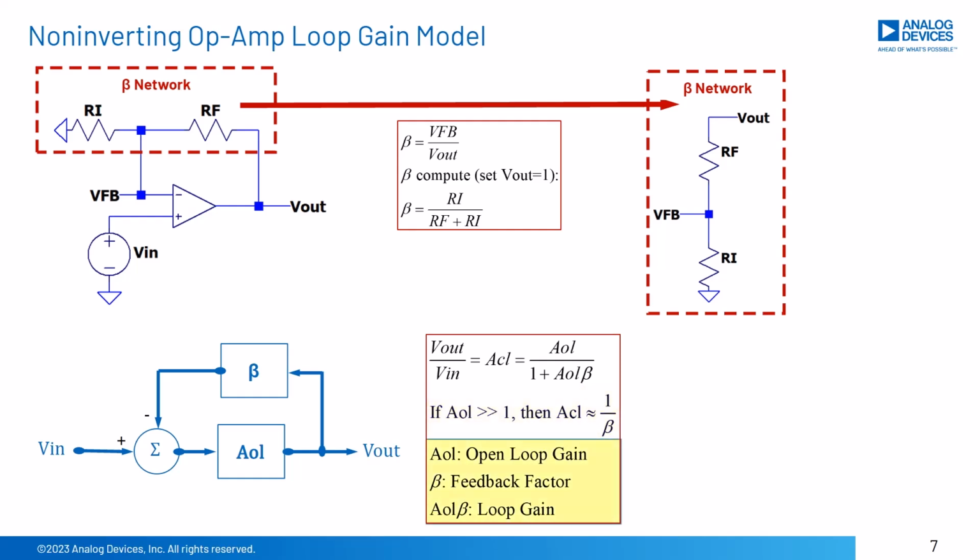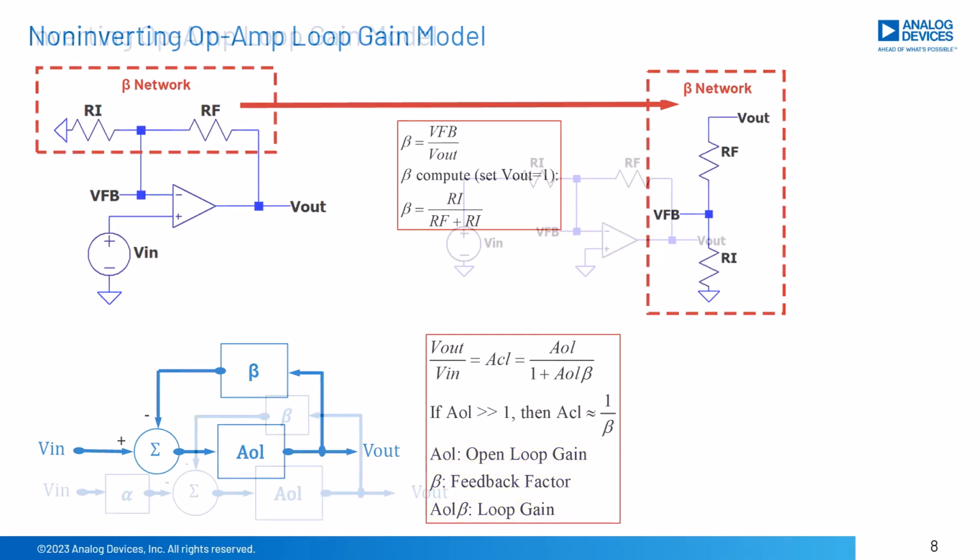There are key factors in this equation we will use for stability analysis. AOL equals open loop gain, beta equals feedback factor, and AOL beta equals loop gain.